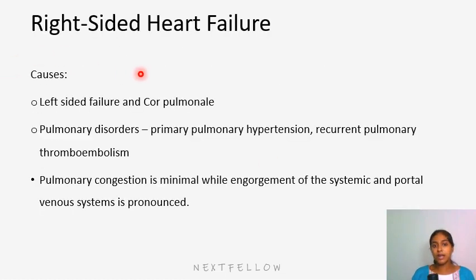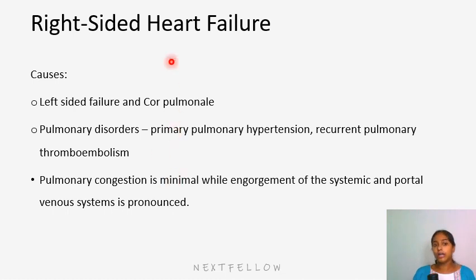Coming to right-sided heart failure, this may develop secondary to left-sided heart failure, or it can develop as a result of cor pulmonale. Cor pulmonale is nothing but any pulmonary disorder which results in right-sided heart failure. I have given a list of pulmonary disorders which cause right-sided heart failure in the second PPT. Just go through it once.